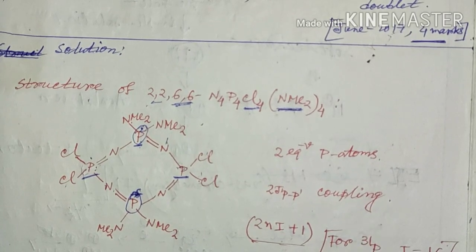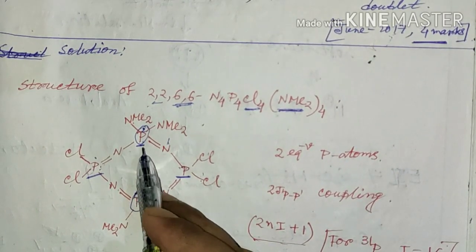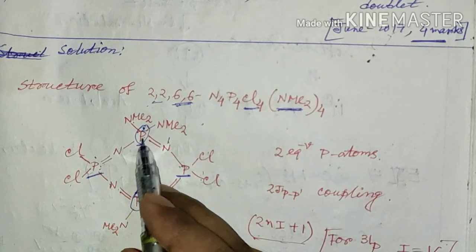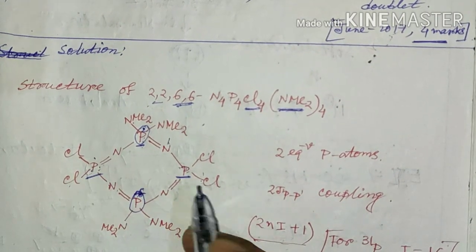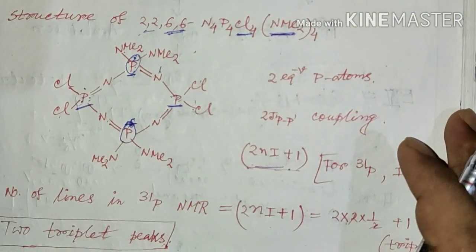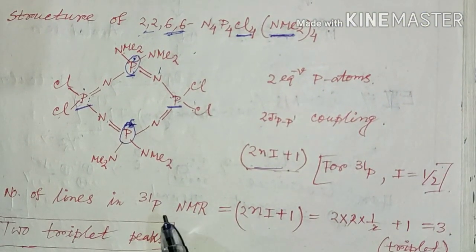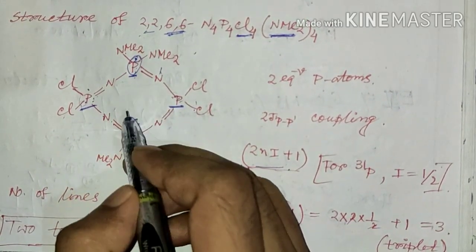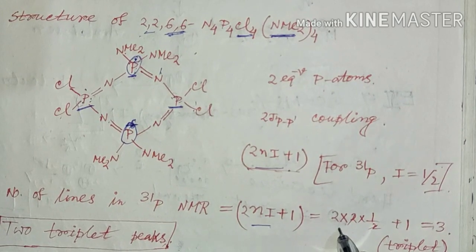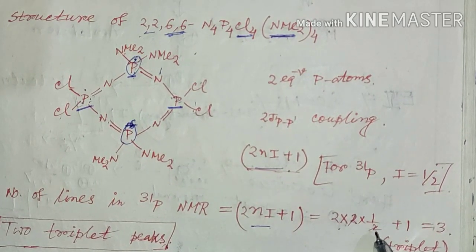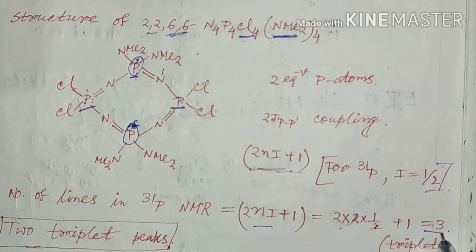for phosphorus NMR. Now among these two we are considering this phosphorus nucleus, and this will be split by these two phosphorus nuclei following the 2nI plus 1 rule, and the number of peaks corresponding to any one of these two phosphorus nuclei will be like this: 2 into number of phosphorus nuclei, which is 2, and I is equal to half, so it will be a triplet.